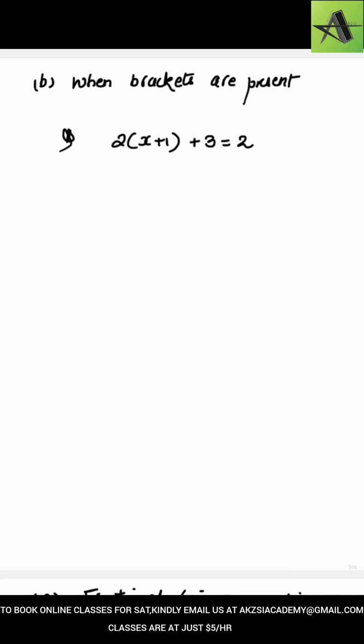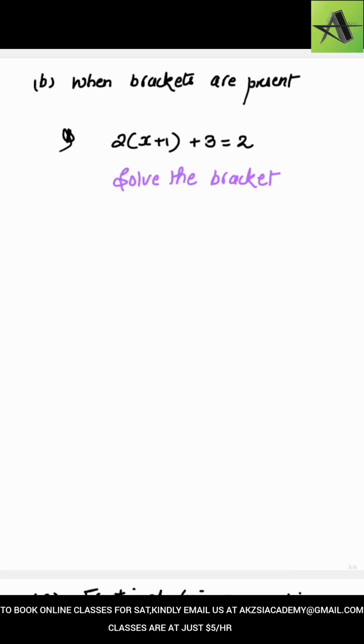So here the bracket is present. So if a bracket is present, your first thing is solve the bracket. So we have to expand this bracket. Whenever we expand a bracket, we have to multiply all the numbers and variables of one bracket with another. Here we just have single bracket. So the number which is outside the bracket, we have to multiply it with every term, the variables or the constants present inside the bracket.